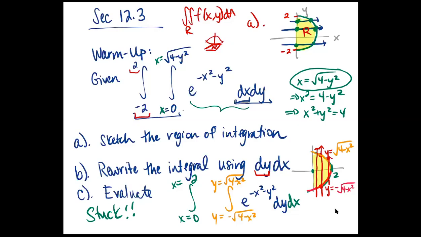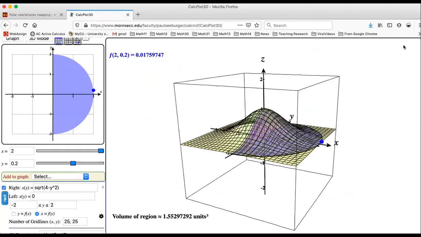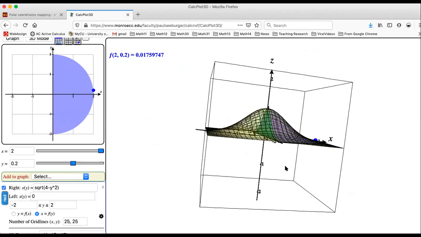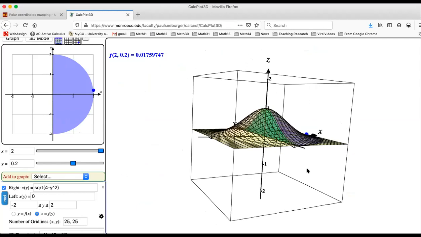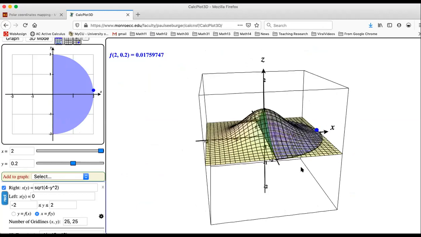Okay, so this is actually what the region looks like, way better of a picture. This is my function z equals e to the negative x squared minus y squared, which is a Gaussian. And then this is the semicircle, which is the region I'm integrating over. And so you can see we can interpret this double integral as the volume of this half of the mountain.